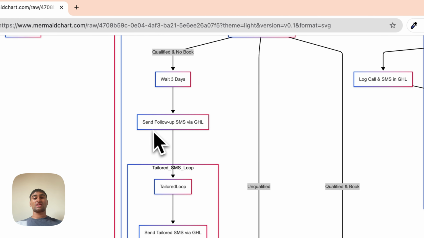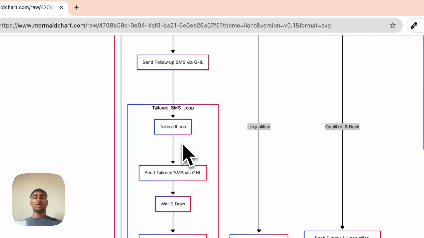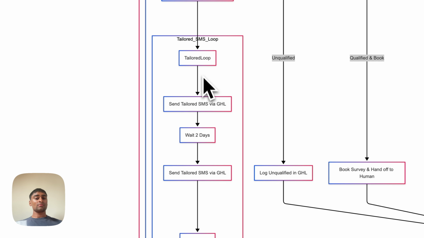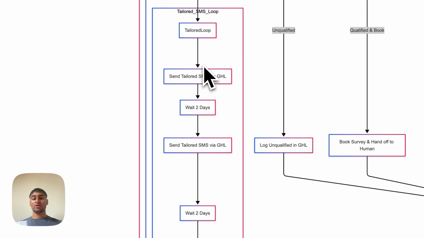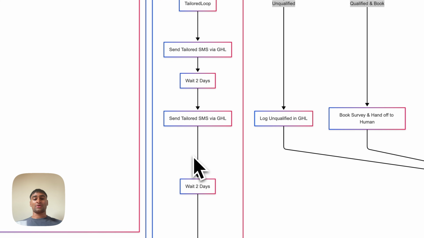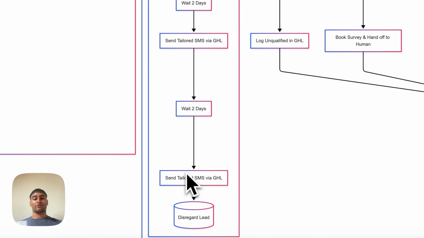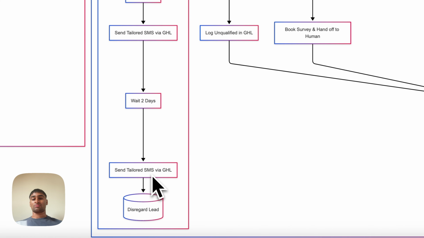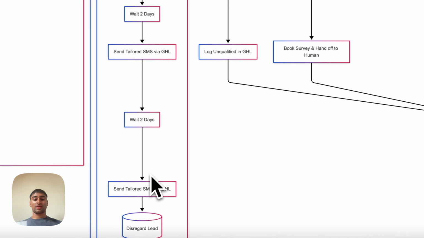We wait 3 days, we send a tailored follow-up via Go High Level. Based on all of the information that we've collected from the lead, we will be able to send a tailored text follow-up via SMS to that lead. We then go through a loop. If the contact doesn't respond, we wait a few days, we send them another tailored SMS just to follow up, and we do that until we've sent a few of them and they're still not responding. If they haven't responded, we then disregard the lead and we leave it there.